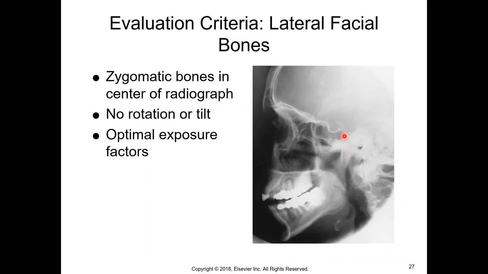Evaluation criteria. C, you want to make sure that your sella turcica is completely in profile. You want to make sure your orbital ridges are all in superimposition. Your mandible is superimposed, free of rotation, so no rotation or tilt, and that you can see everything well penetrated.